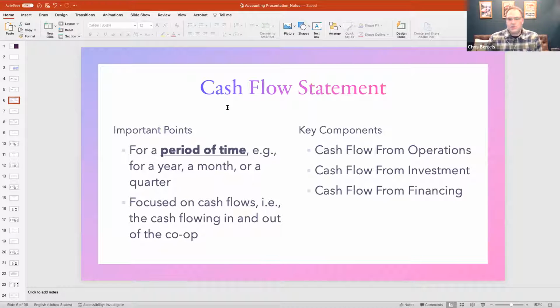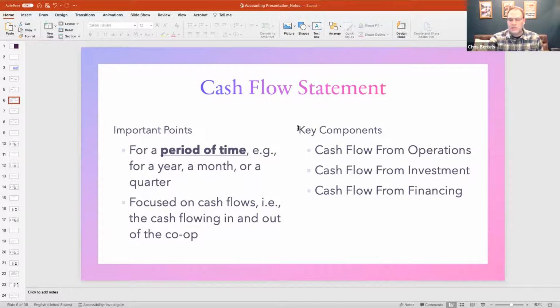The third financial statement is the cash flow. And that is just designed to show the cash that's coming into the co-op less the cash that's going out of the co-op. So over the long term, you need to have more cash coming in than cash going out. And this is also as of a period of time, just like the income statement. It's for a year, a month, a quarter. You could do it for a week. You could do it for actually a day, although that's really a lot of work, probably for not much benefit. But there's nothing to stop you from doing that.